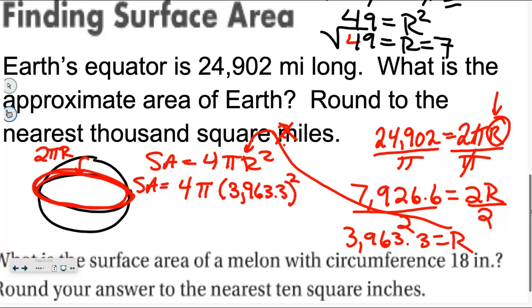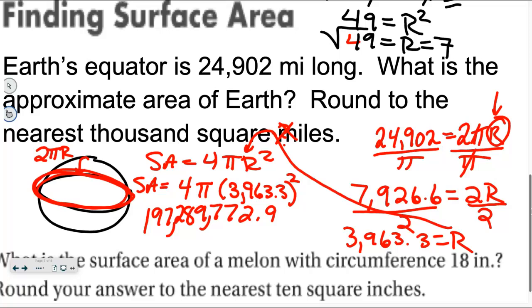3,963.3, then we have to square it. Your calculators might go into scientific notation. I'm not sure. When they get so big, it did not. Can I steal this? It is a lot. I'm going to go like this. 197,289,772.9. Boom, boom. So 197 million, close to 200 million square miles. That's a lot to cover the surface of the Earth.